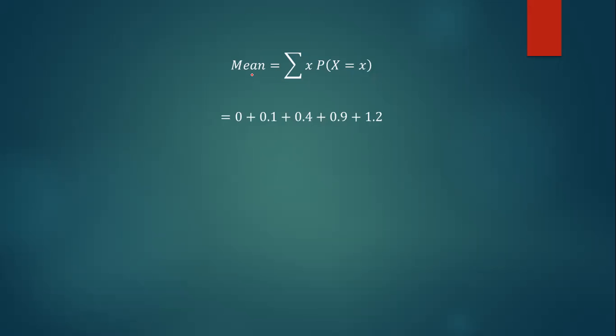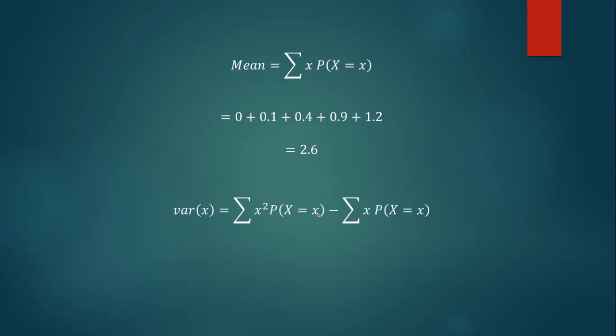So we are saying expectation, so mean, is the summation of x times the probability of X equaling small x. So we add 0 plus 0.1 plus 0.4 plus 0.9 plus 1.2. And with the calculator, what would that value be equal to? 2.6. So that would be 2.6.